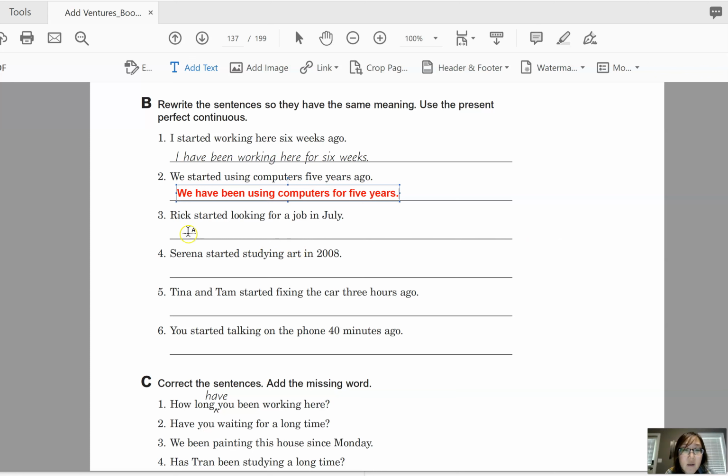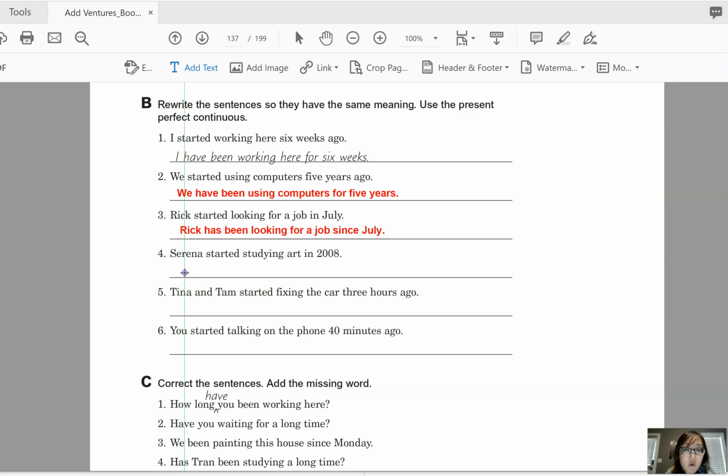All right, let's look at number 3. Rick started looking for a job in July. Okay, so we can say, Rick has been looking for a job since July. Okay, there we go. Rick has been looking for a job since July.